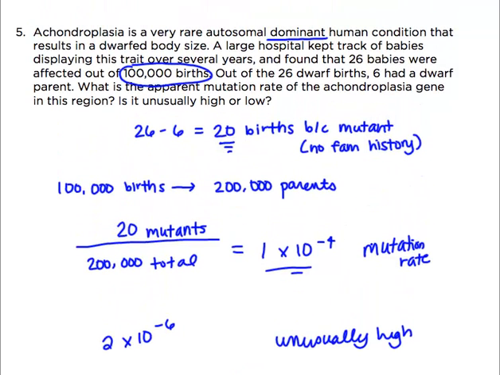Okay, so say it's high, and the rate is 1 times 10 to the negative 4th mutations.